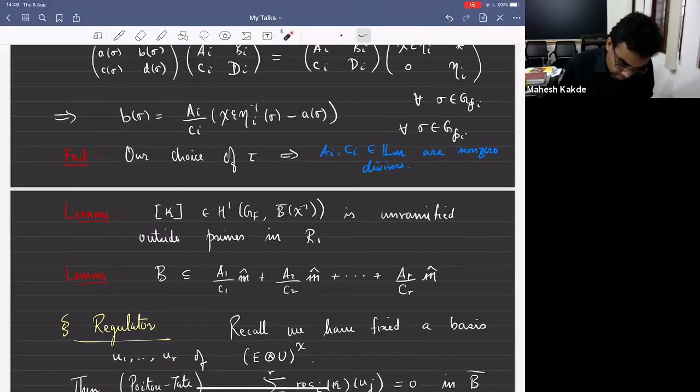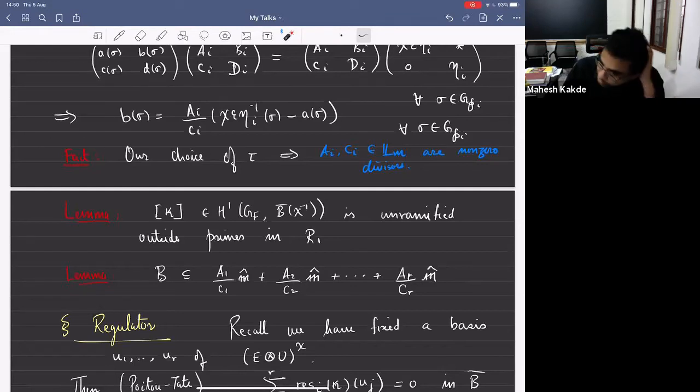Here's a lemma, which I'll just orally say how one gets. We have to show that it's unramified outside primes in R1. At primes in R1, it is definitely ramified, which is just a comment I would make. Now, there are two kinds of primes outside R1, or maybe three kinds. One are the good primes away from N and p. And then there are primes which divide N p but are not in R1.